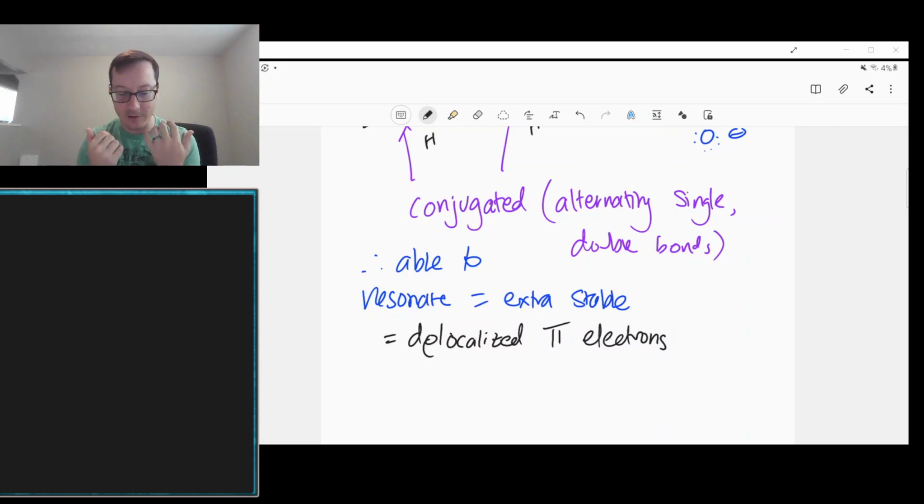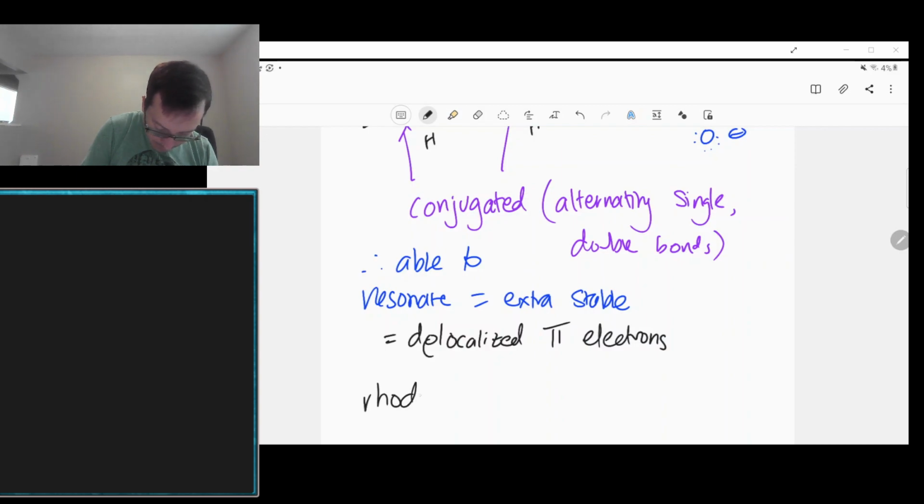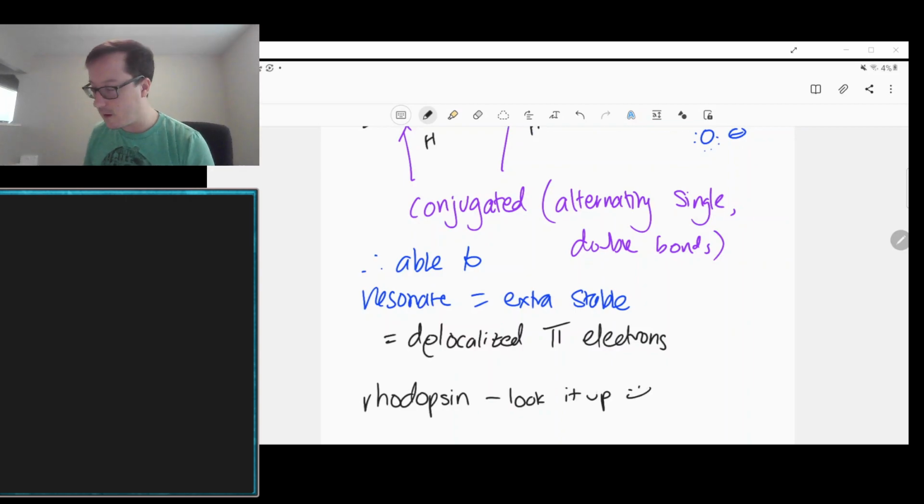So our eyes absorb light, which breaks double bonds and allows things to rotate, and our neurons are able to detect when that's happening, and so we can process signals accordingly. It's pretty cool stuff. You can read a blurb about it, about rhodopsin. You can read about cis and trans rhodopsin, so you can go ahead and look it up. It's a very important molecule.